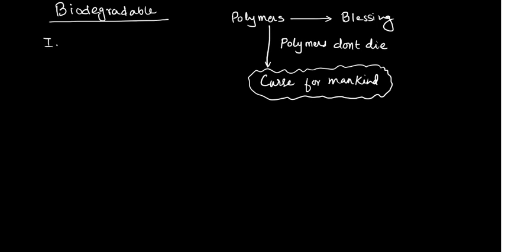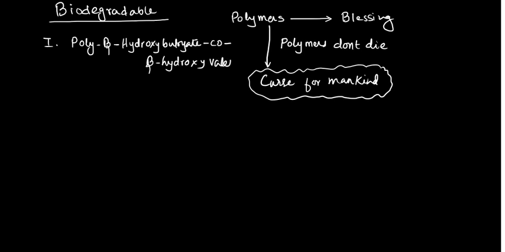Number one is poly beta hydroxy butyrate co beta hydroxy valerate. So the short form of it is PHBV, beta valerate.